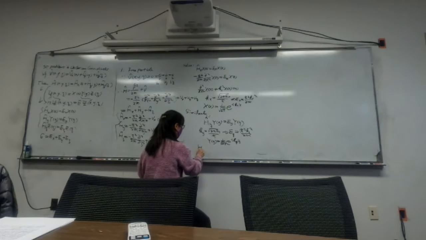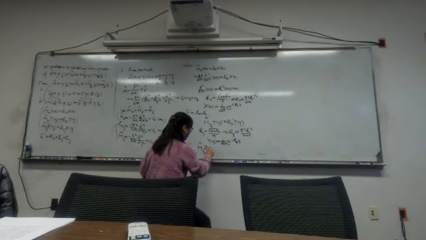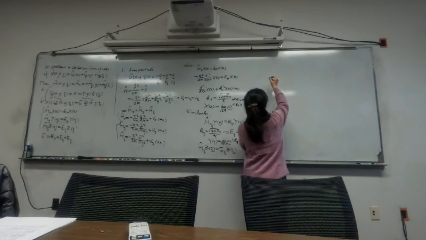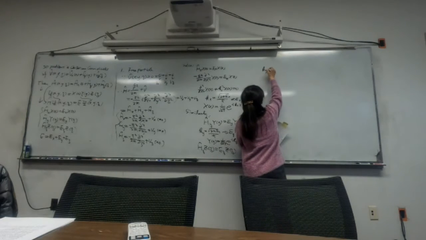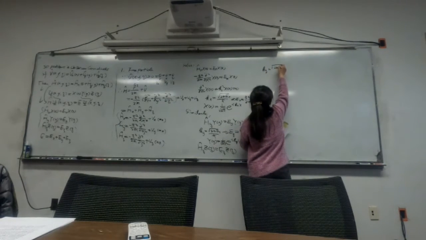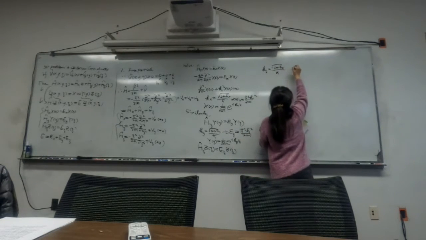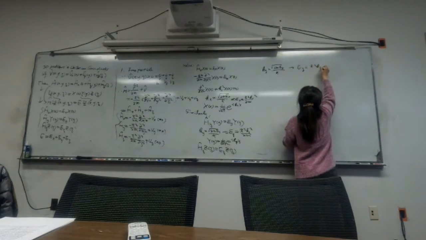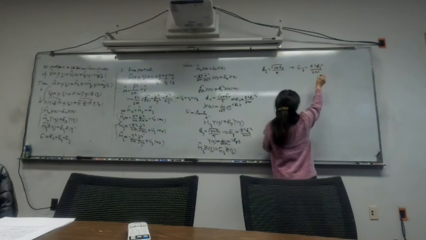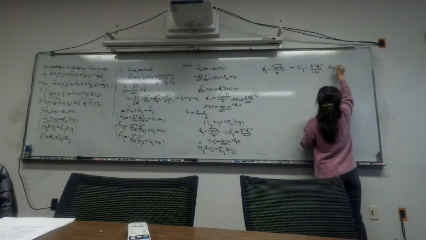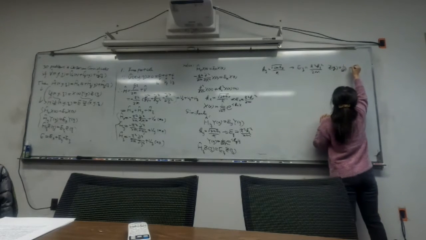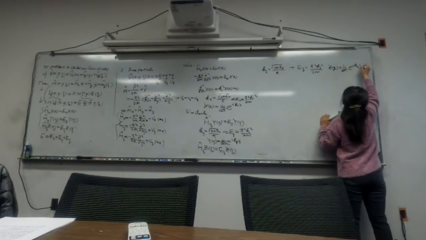Then this z part is also similar, we have k_z equals √(2mE_z)/ħ. So that gives us E_z is ħ²k_z²/2m, and the z part is okay.